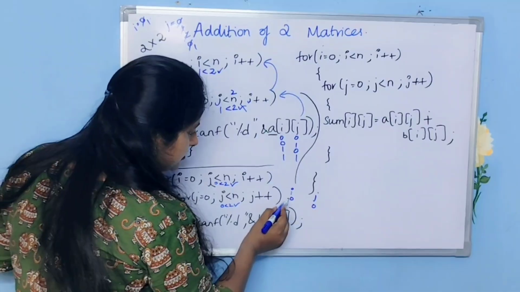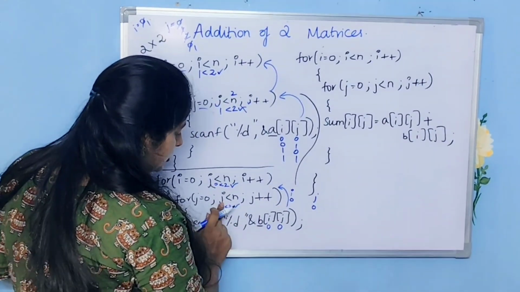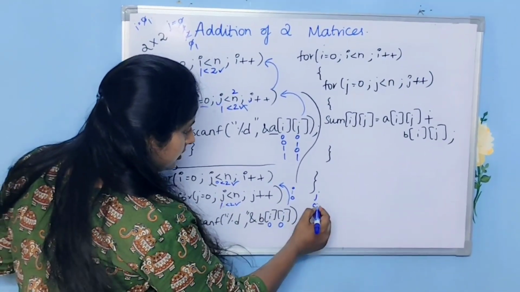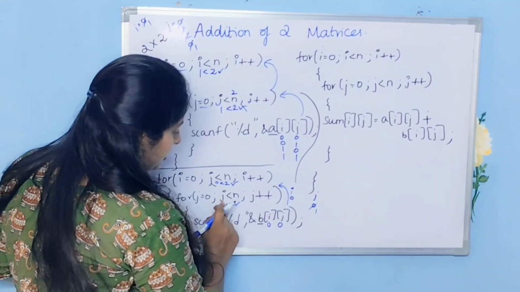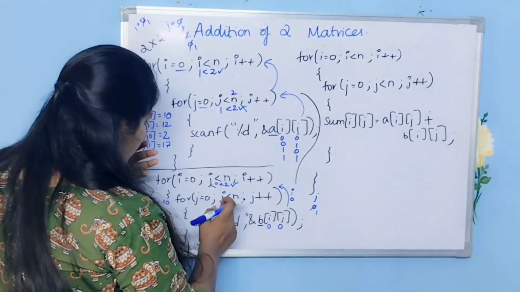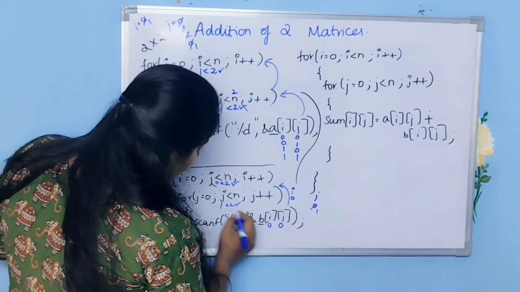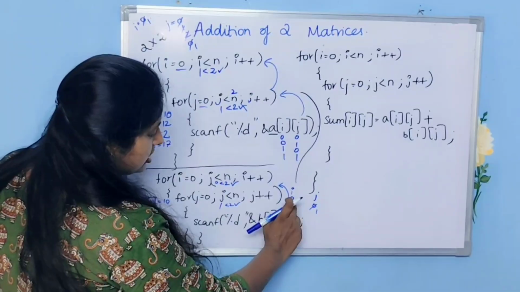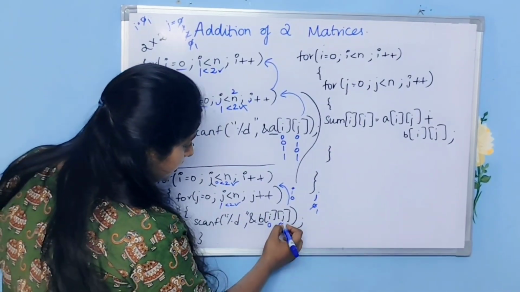Again, after this, my inner loop is incremented. So the j value is 1. 1 is less than 2, condition true. So you will go down. The i value is not changed, it is 0, but the j value is incremented.